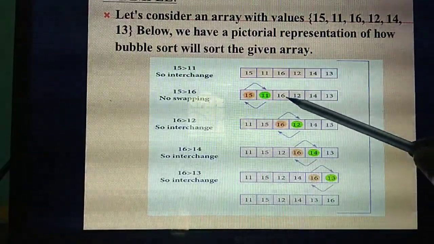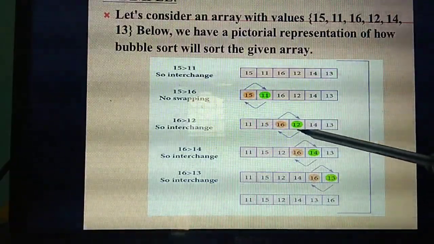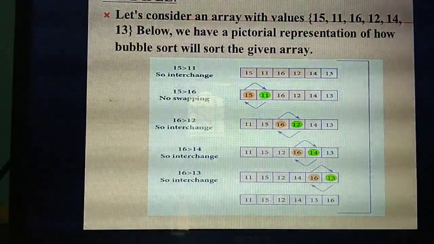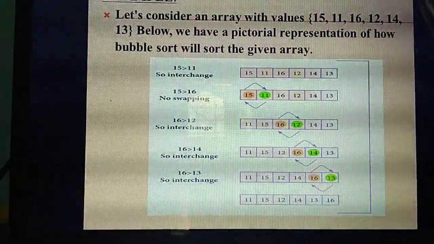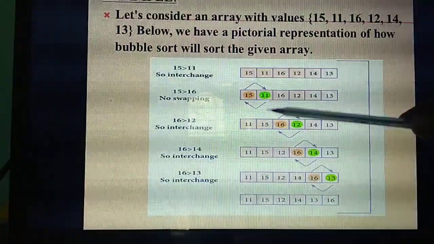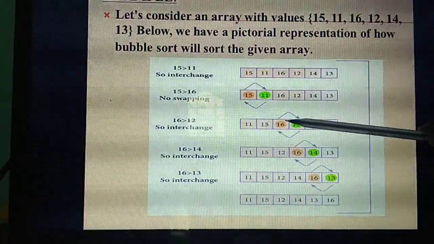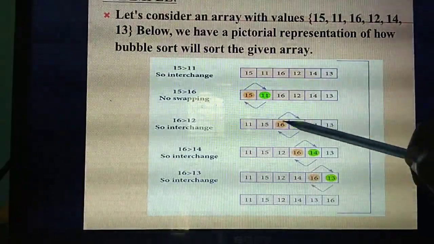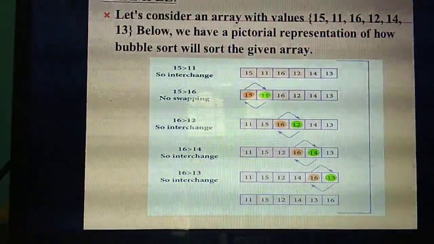Then listen. Next, compare with the next two elements: 16 and 12. Which one is less? Is swapping needed or not? Yes, needed. But before that, check 15 and 11, okay. Next step, you check 15 and the next element, 16. Whether swapping is needed? No, 15 is already less than 16, so there is no swapping.